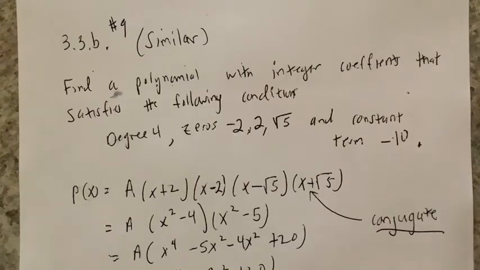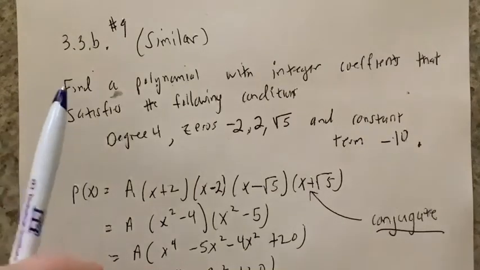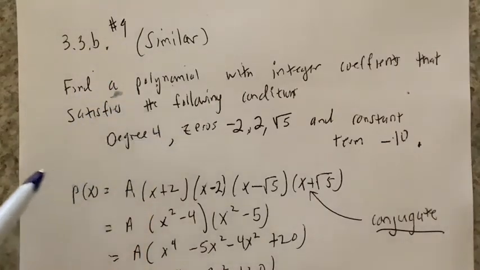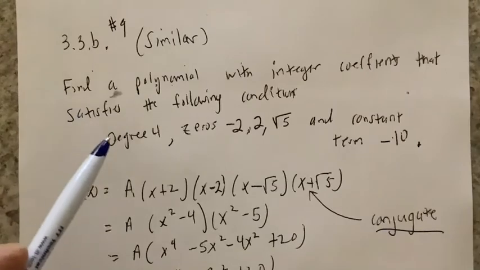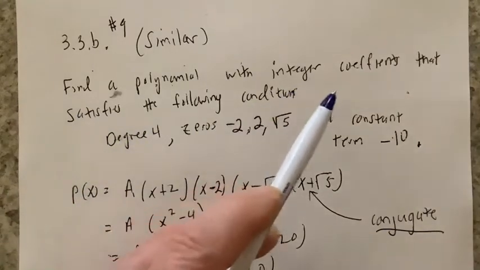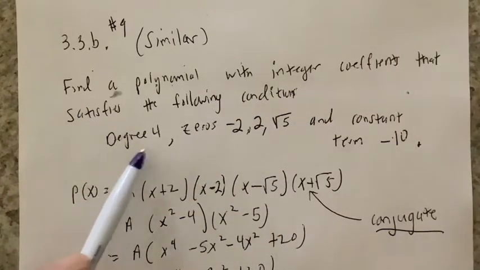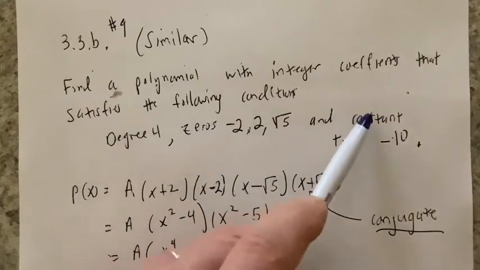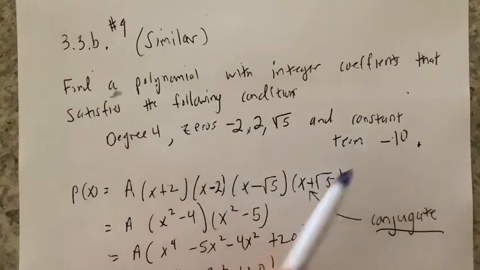Okay, in this little video, I want to show you a problem similar to one of your homework problems in 3.3b number 9. Some students have asked about this one. You're trying to come up with a polynomial function with integer coefficients with degree 4, and it has zeros at -2, 2, and square root of 5. And the constant term, that's the last term, is -10.